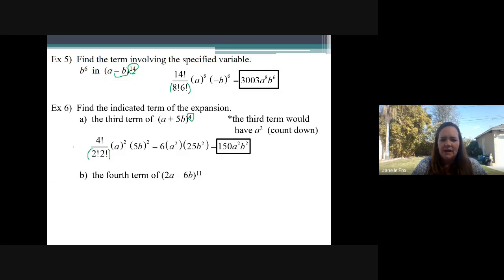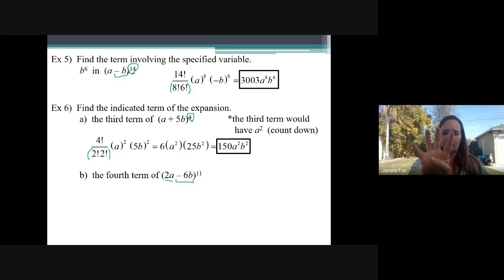Let's do another one. This says the 4th term. There are going to be 12 terms, since we're starting with the 11th power, with 2a and then negative 6b. Each of those is raised to powers, so let's count it down. We're doing the 4th term, so I'm holding up 4 fingers. 2a first would be to the 11th, then the 10th, then the 9th, then the 8th. Can you do it with me?